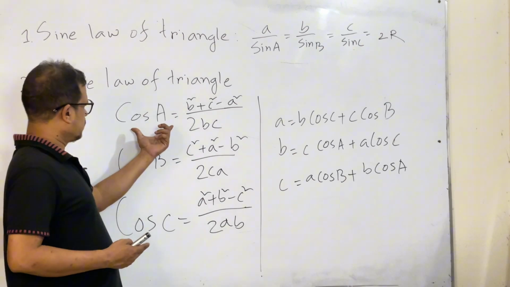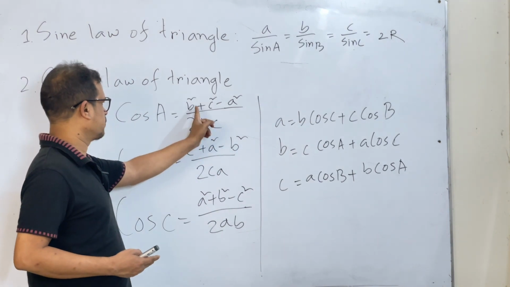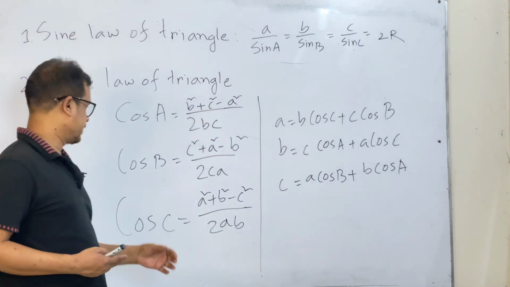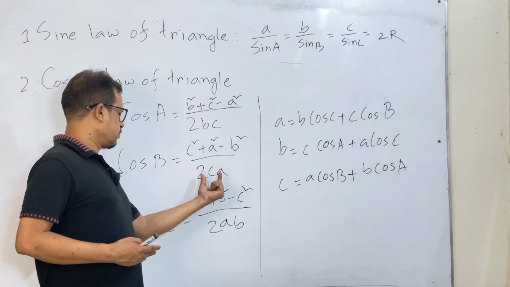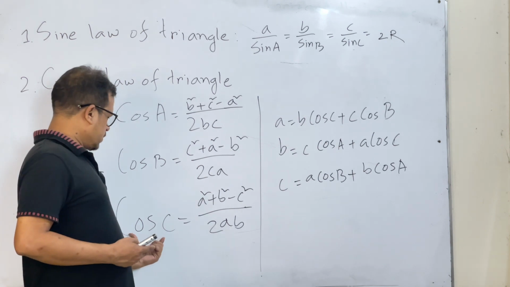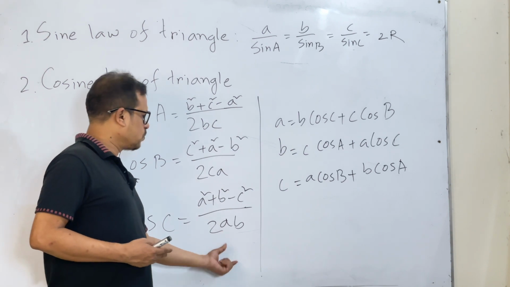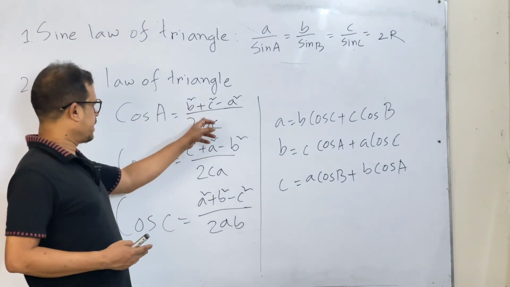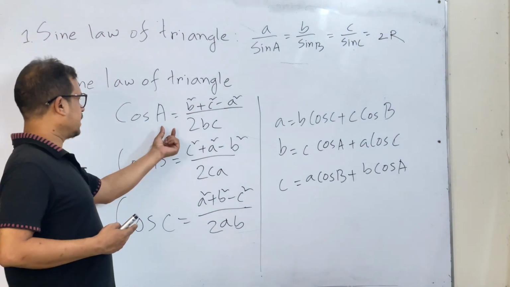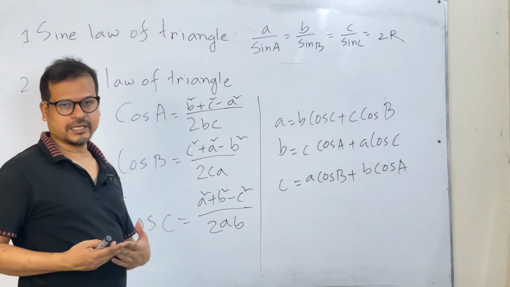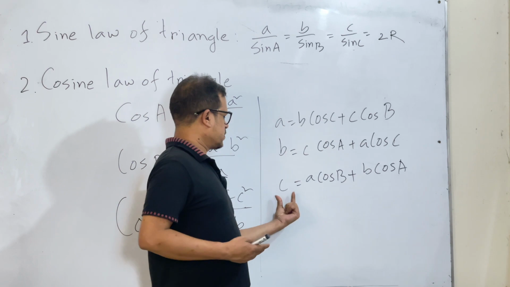Cos A is (b square plus c square minus a square) over 2bc. Cos B is (c square plus a square minus b square) over 2ca. Cos C is (a square plus b square minus c square) over 2ab. Here a, b, c are the edges of the triangle, and capital A, B, C are the angles of the triangle.